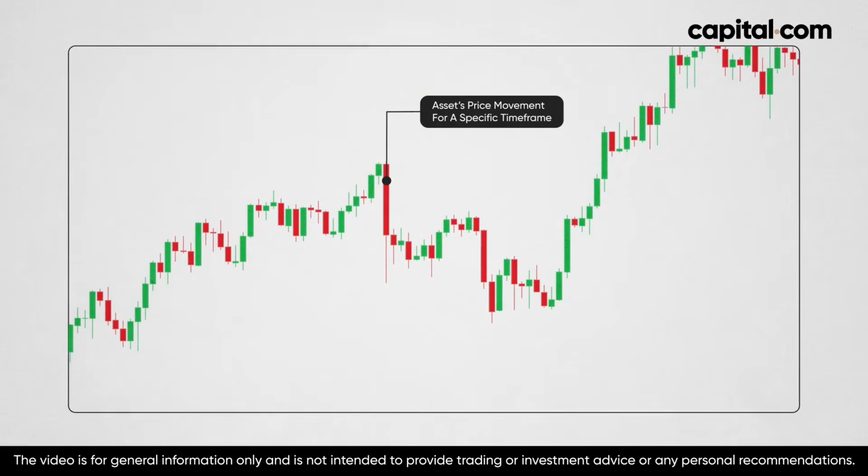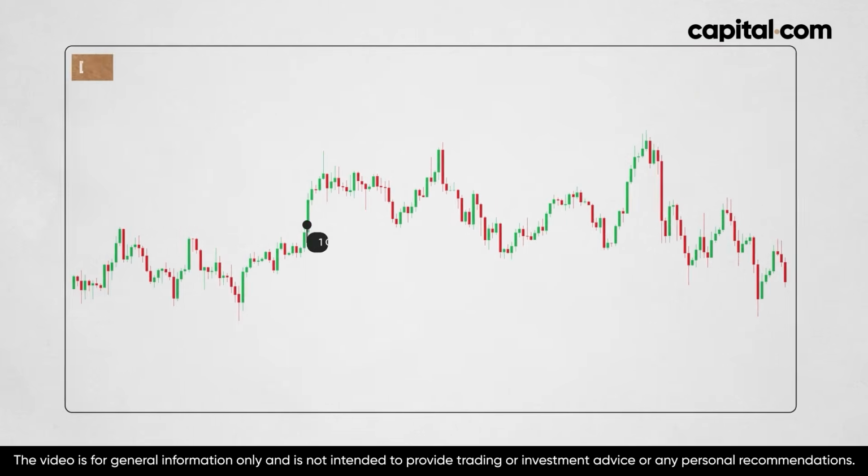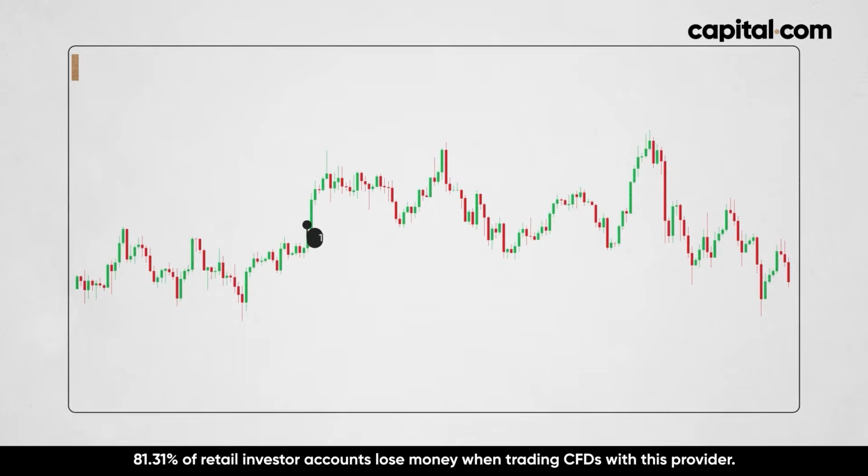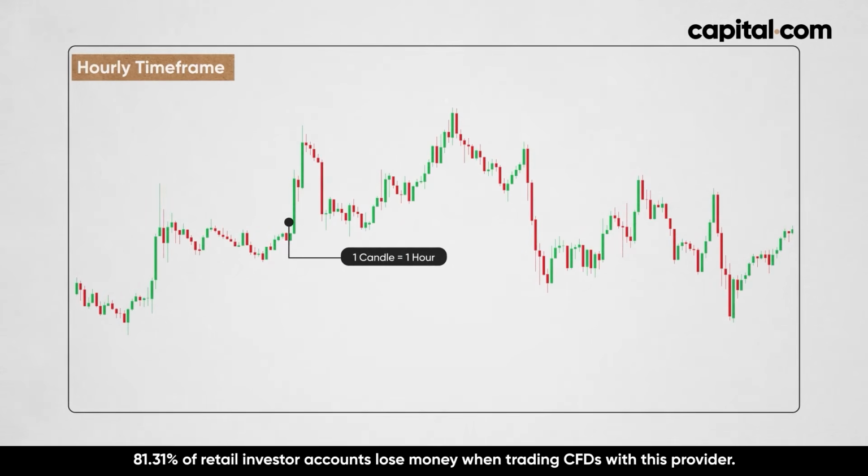Each candlestick represents how an asset's price moved during a specific time frame. For example, on the daily time frame, a single candle shows 1 day of price action, and on the hourly time frame, a single candle shows 1 hour of price action.